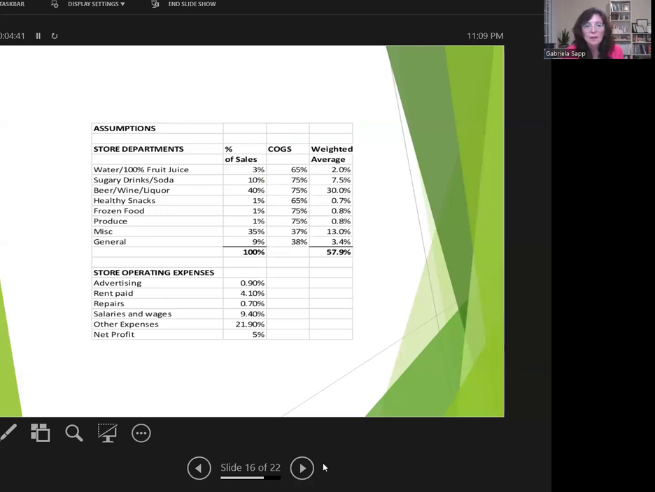More assumptions here. So let's talk about cost. Let's assume there are 8 store departments composed by water, juice, sugary drinks, soda, liquor, healthy snacks, frozen foods, produce, miscellaneous, and general merchandise in your store. In the second column here, you're going to see percentage of sales, percentage of total sales that each product category represents. For example, sugary drinks represents 10% of your total sales.